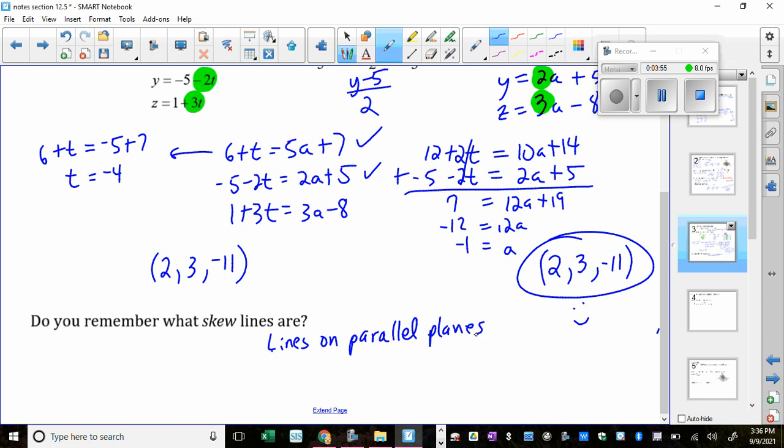They never intersect or anything like that. So I guess they could be parallel lines. I guess parallel lines are also skew in a way, so probably the same thing. All right, so let's take a look at this next one here.